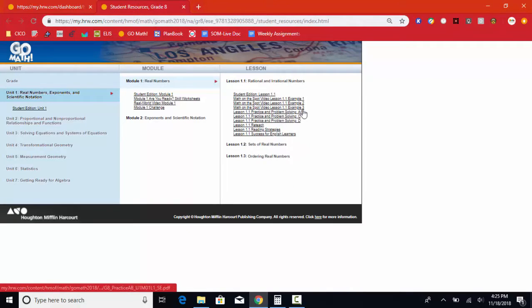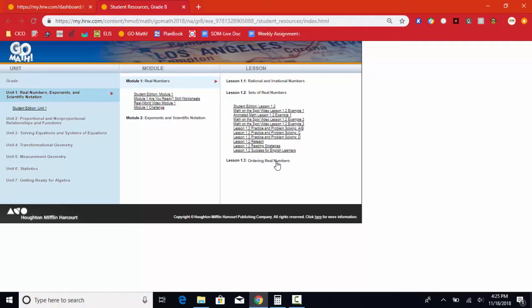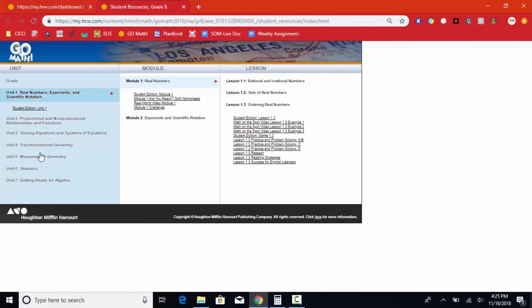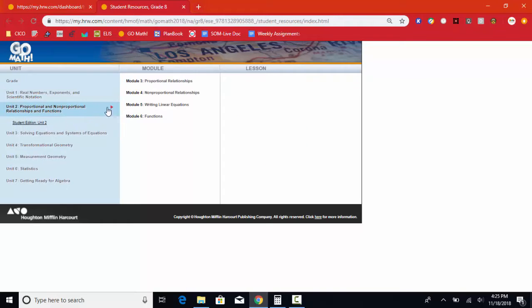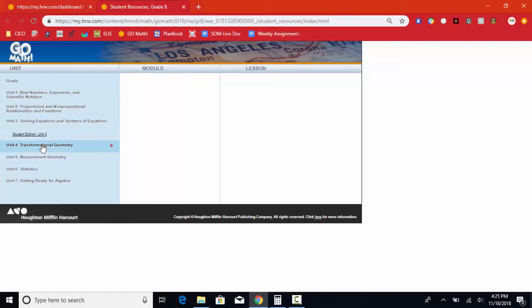There are worksheets A, B, C, D, reteach, reading strategies, and success for English learners in every lesson of the book. And every unit has a specific amount of modules. For Unit 1, we have 2 modules in 8th grade. Unit 2, we have 4. Unit 3, 2, and so on and so forth.